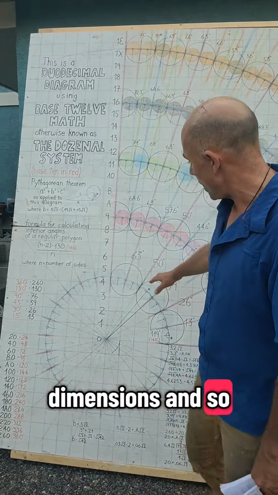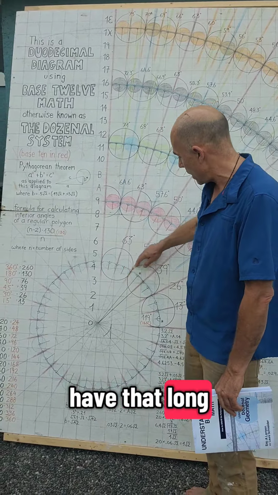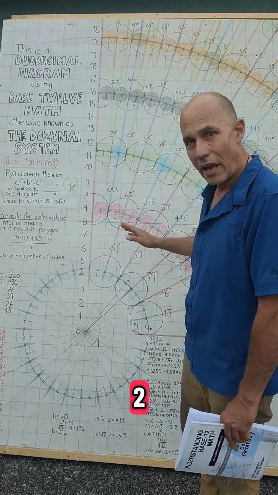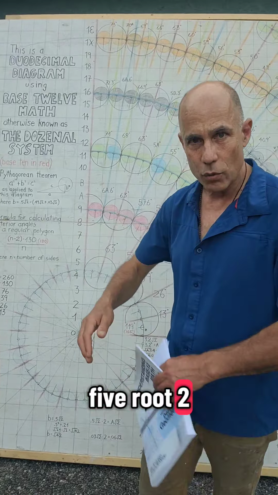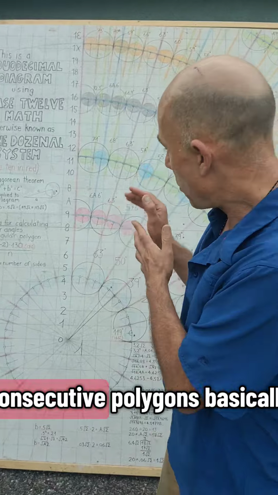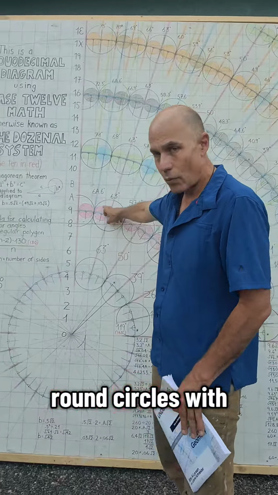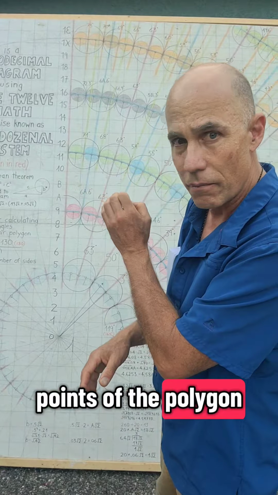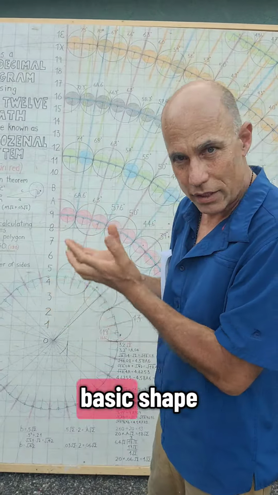And so the next polygon is going to have that long length be 2 times that, so 6.4 root 2, and then that side has the same short length of 0.5 root 2. So we're making consecutive polygons basically, and then these round circles with the radius of 0.49 root 2 are sitting on the points of the polygon. So it's a very easy diagram to construct once we have the basic shape.